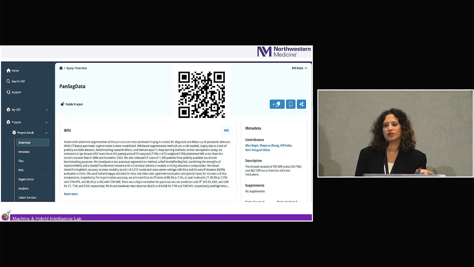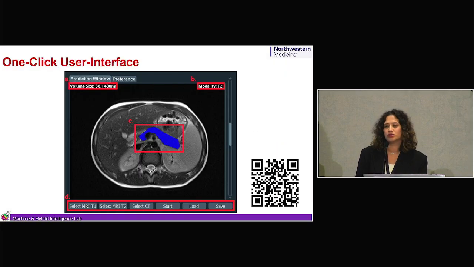And we shared all data. You may go to data. It's all annotated, and you may use it while developing your model, and you may do other experiments. And this is the one-click user interface. I also added the QR code. It will get you to the page, and you may download it to your computer, and when you upload just CT and T1 and T2, it automatically gives you the pancreas segmentation, and also it gives you the volume, and you may also download it as a different file.